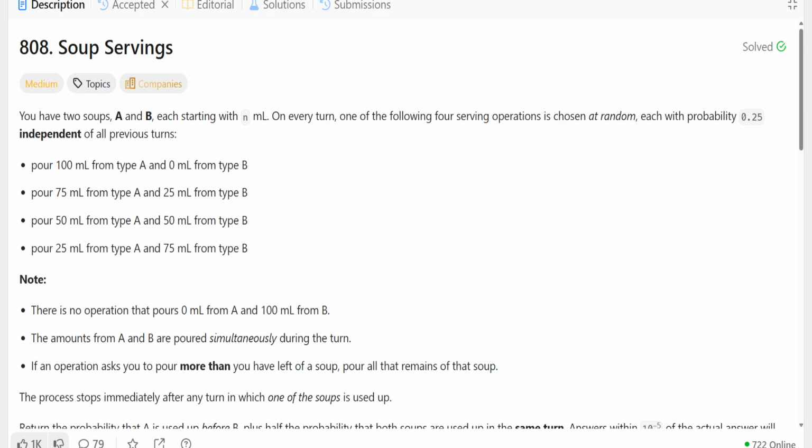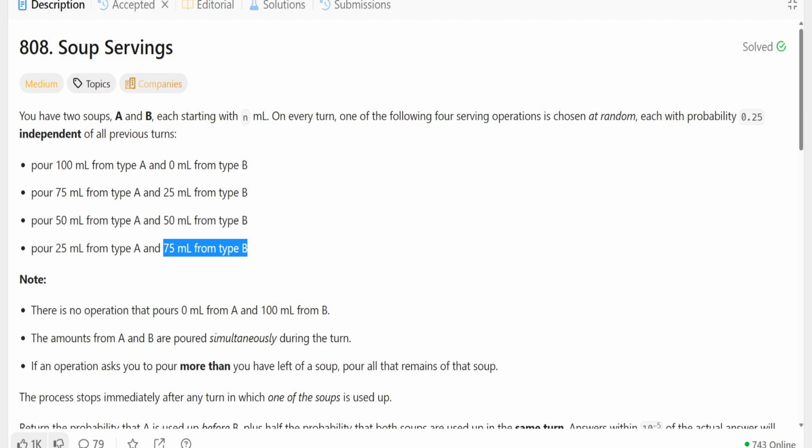Let's suppose the very first operation is we pour 100 ml from A and 0 ml from B. If we have soup A and want to pour it somewhere, let's suppose in a glass, we do the serving. After the serving, we pour 100 ml from A and 0 from B. Similarly, 75 from A and 25 from B, then 50 ml from A and 50 ml from B, then 25 ml from A and 75 ml from B.